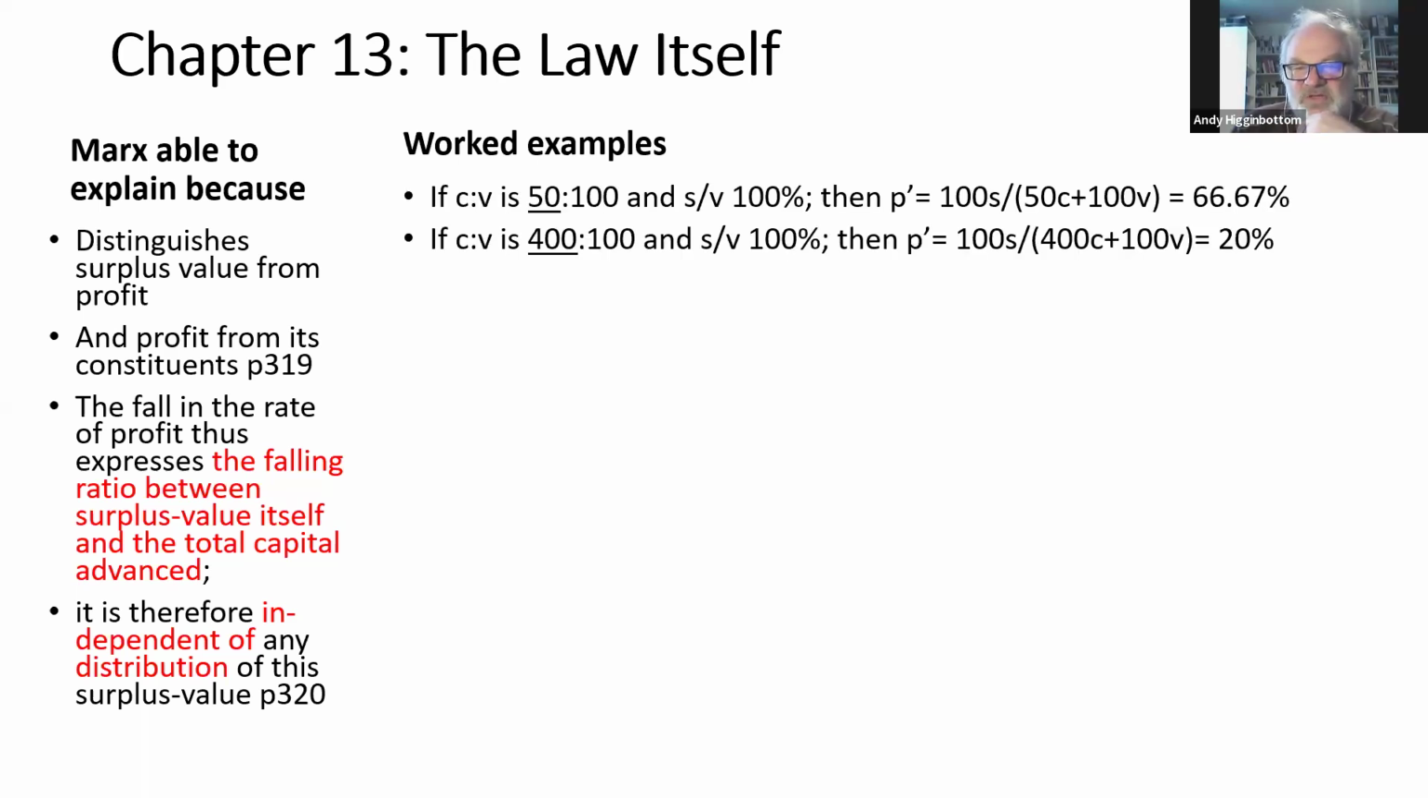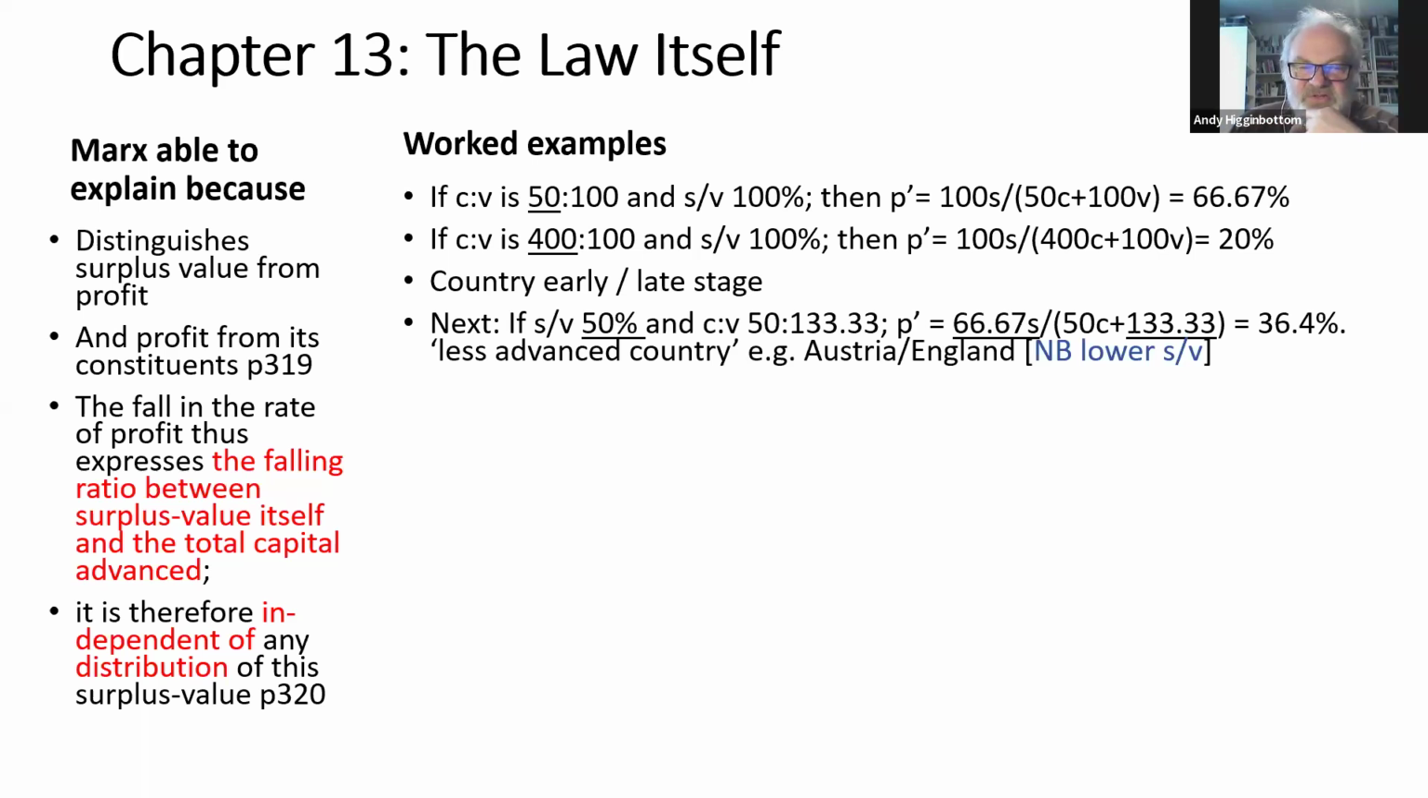And he does this through these worked examples. He's saying if the capital composition, this ratio between constant and variable, is 50 to 100, then we're going to get a rate of profit of 66 something percent. But if the ratio increases significantly, which is the scenario of more machines, more raw materials, so from 50 to 100 to 400 to 100, that's the composition of capital has gone up to 4 to 1, basically, then this is going to generate a profit of only 20%. Okay. This is to do with an early stage or a later stage of capital as far as he's concerned.